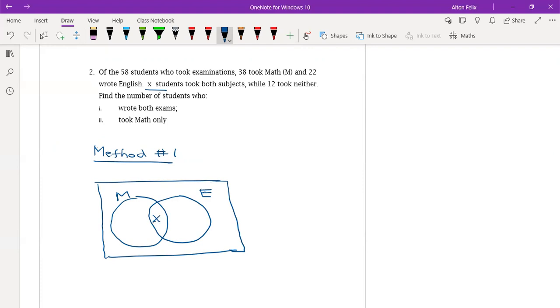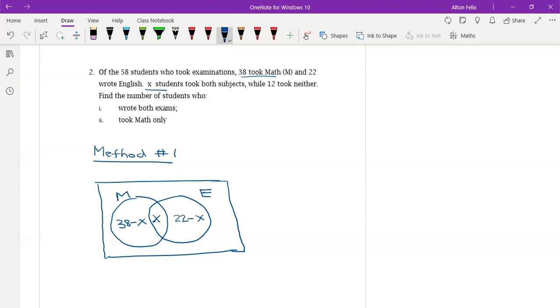Now let's deal with maths first. 38 took maths. So the entire circle M is 38. So this region representing M only will be 38 minus X. Similarly, if 22 took English, then this region here, English only, will be 22 minus X.